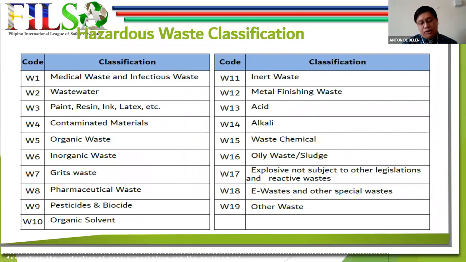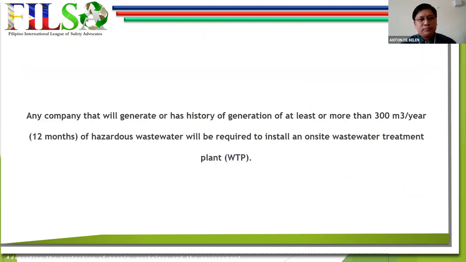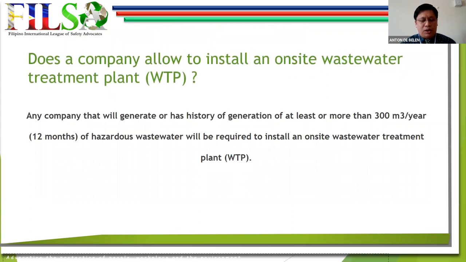Then in Dubai Municipality, as per our technical guideline number 8, this is classified into 19 categories. This is how we approve through our online system, like W1 for medical waste, W2 for wastewater, and so on. As per our technical guideline, if a company generates more than 300 cubic meters of hazardous wastewater within a year, they are required to install their own wastewater treatment plant. So it should be in situ. That's why we are encouraging companies to do waste minimization.